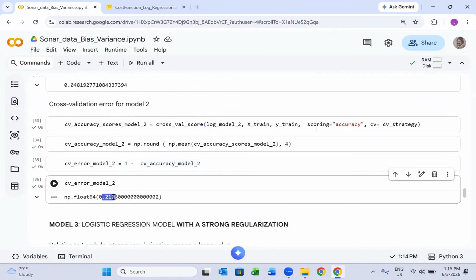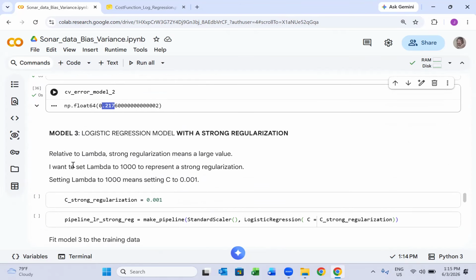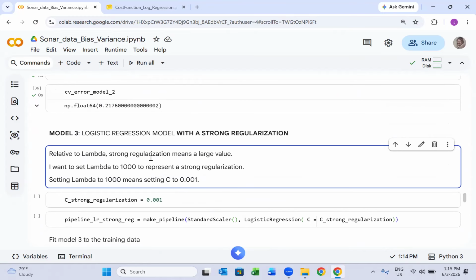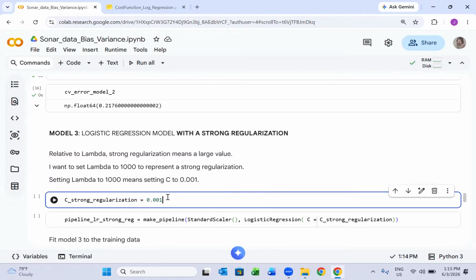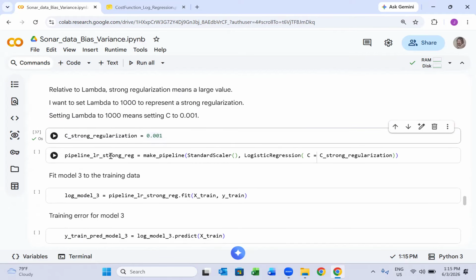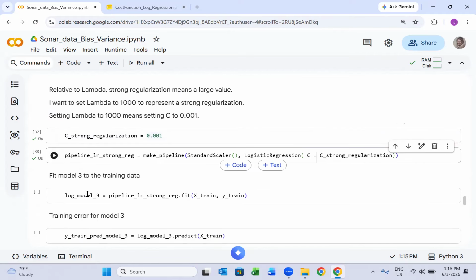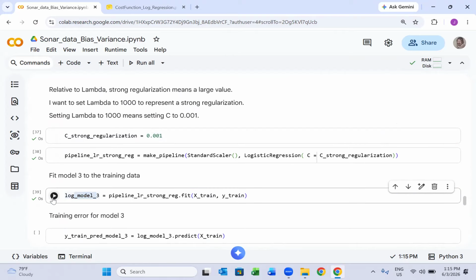And model number 3 means strong regularization. So remember, relative to lambda, strong regularization means a large value. So I want to set lambda to 1,000 to represent a strong regularization. Setting lambda to 1,000 means setting C to 0.001, okay? So that's the C I'm going to use to represent strong regularization. Same thing, so a new pipeline to represent that strong regularization. And then with that pipeline, we're going to get model number 3, okay?